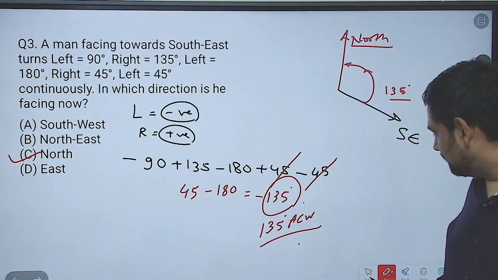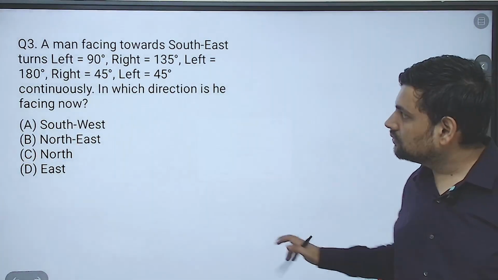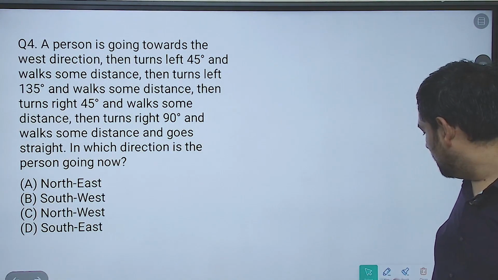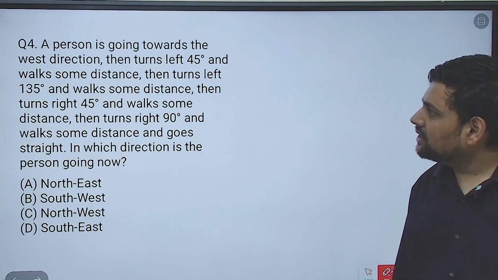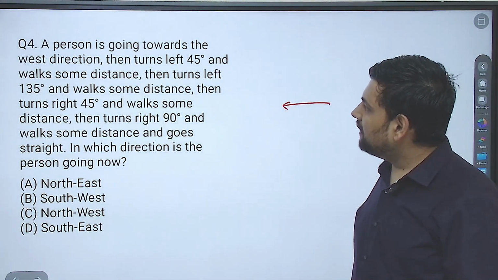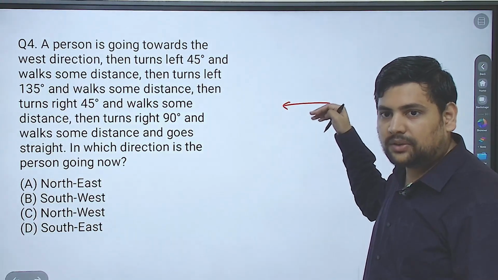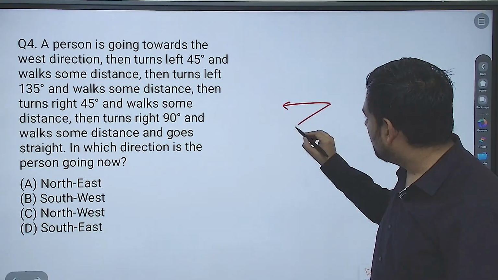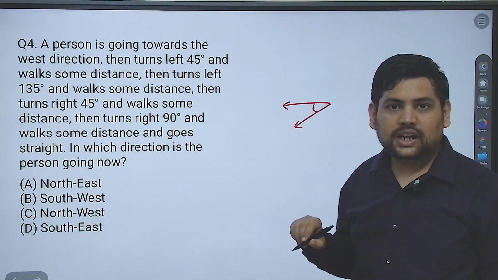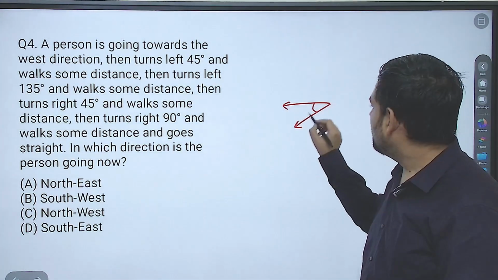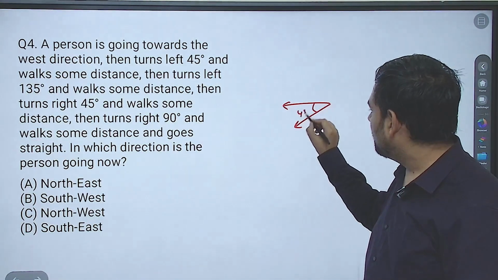Okay, then, yeah. Now let's do this. A person is going towards the west direction. Then turns 45 degrees left. Here left will be what? Above or below? Below. So he goes 45 degrees like this in the below direction. So 45 degrees he goes left, that is anti-clockwise.